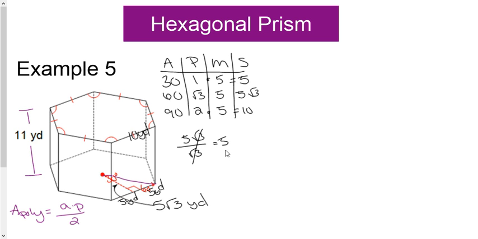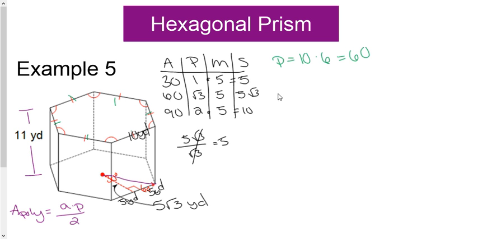So now it's time to find the perimeter. So perimeter is one side length, so that'd be 10, times the number of side lengths, which is 1, 2, 3, 4, 5, and 6. So 10 times 6. So my perimeter is 60.